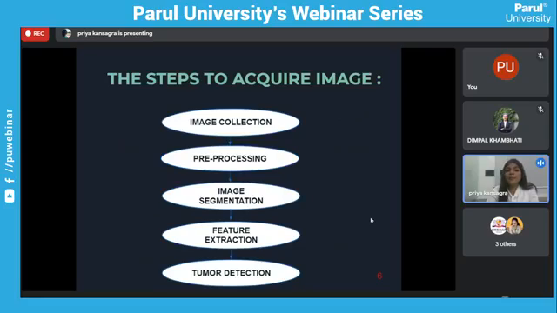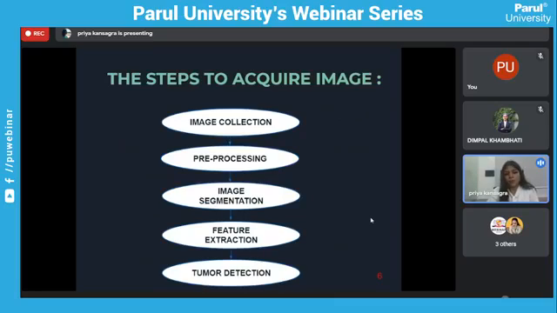Then the next step is pre-processing. Then we have image segmentation, then feature extraction and tumor detection. This is an example I am giving you about brain tumor detection. First of all, I would like to explain the brain tumor. If a person has a brain tumor, we need to collect an image. Suppose you are taking an image on an MRI machine, so you would have an image. That is the image collection process.